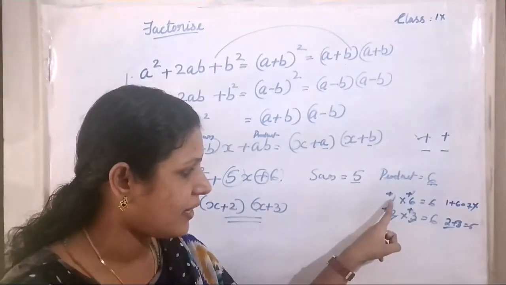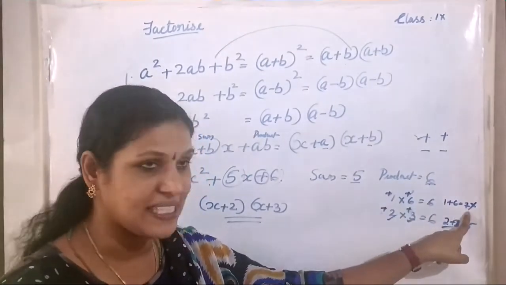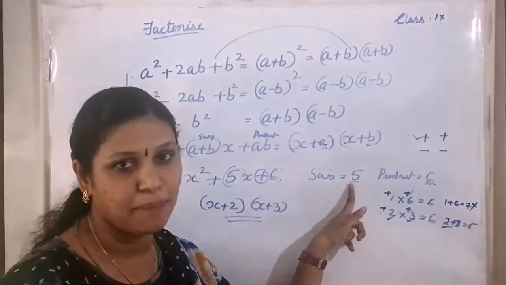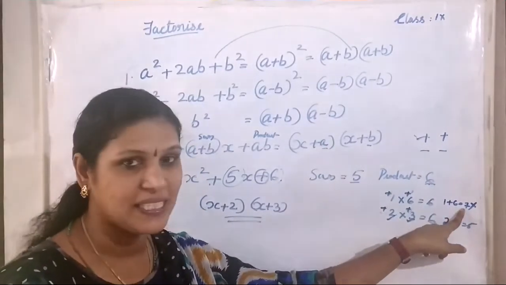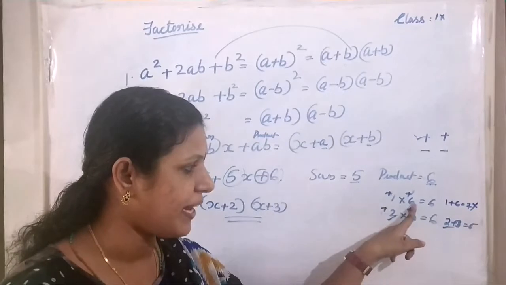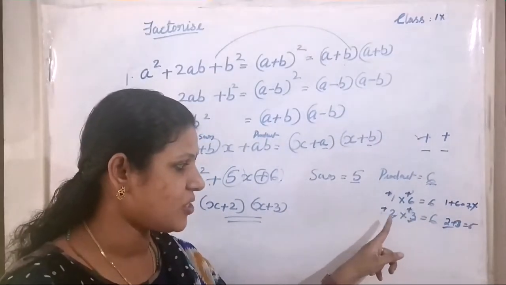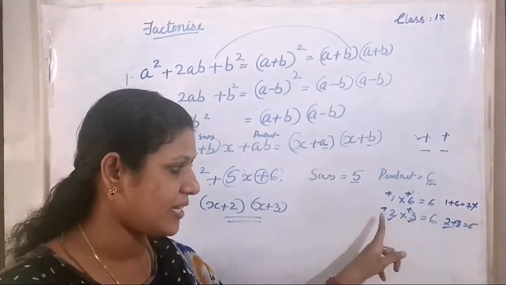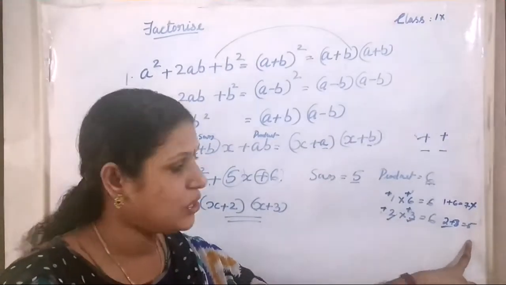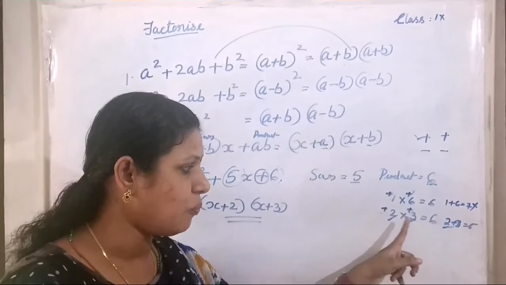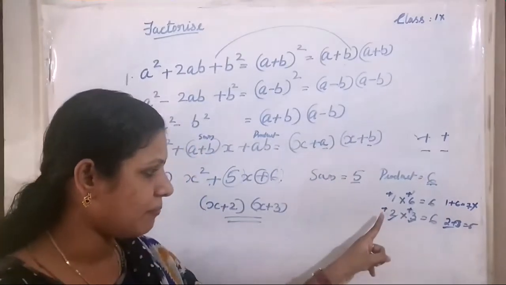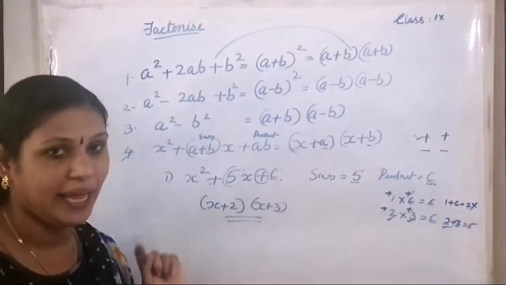Now we add: 1 plus 6 we get 7. But we need the number 5, and we get 7. So there is no need to take 1 and 6. It's not suitable in this case. The next is 2 and 3: 2 into 3 is 6 and 2 plus 3 is 5. So we need 2 plus 3 is 5 here. So the factors are x plus 2 and x plus 3.